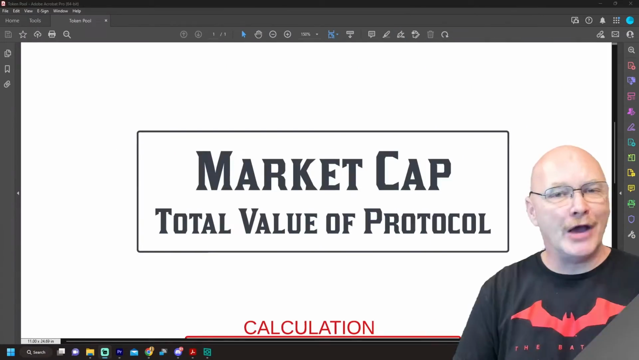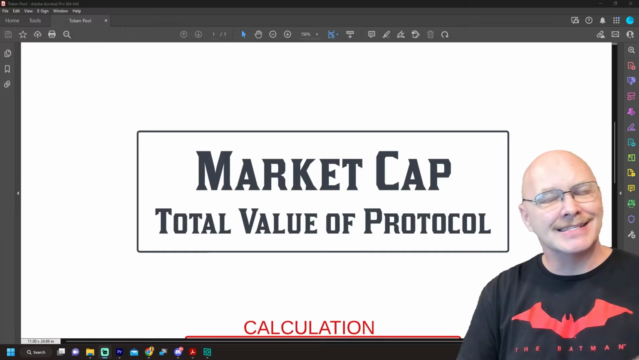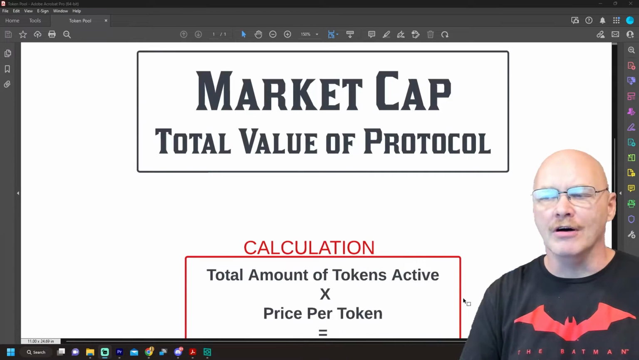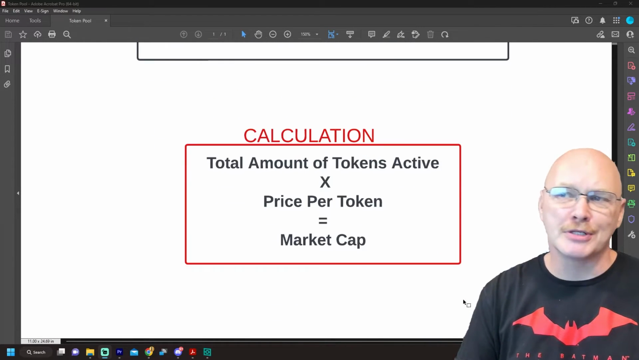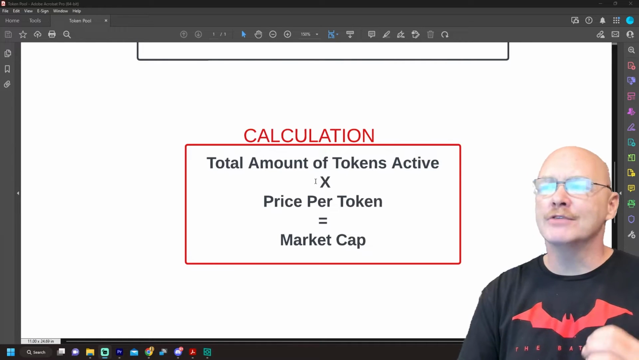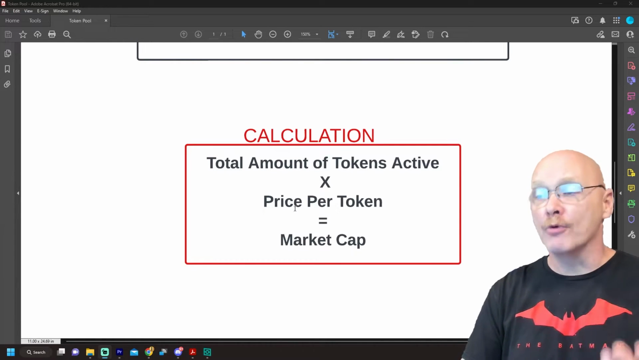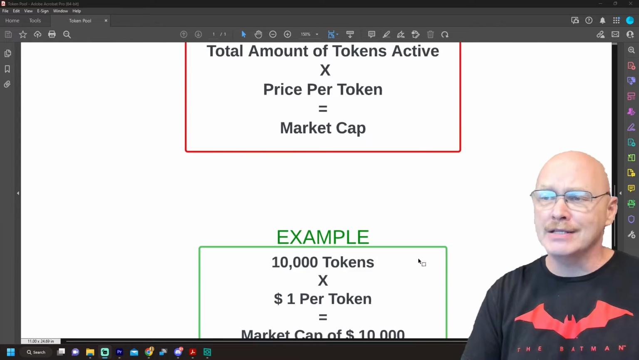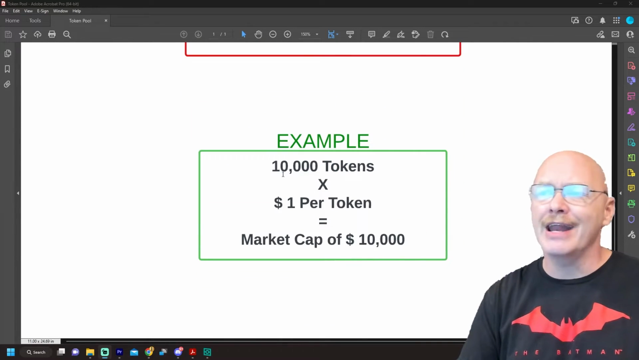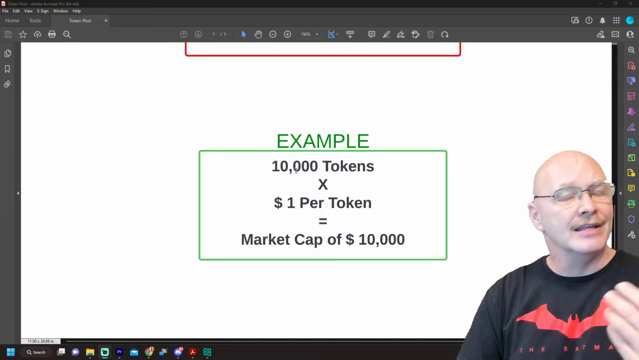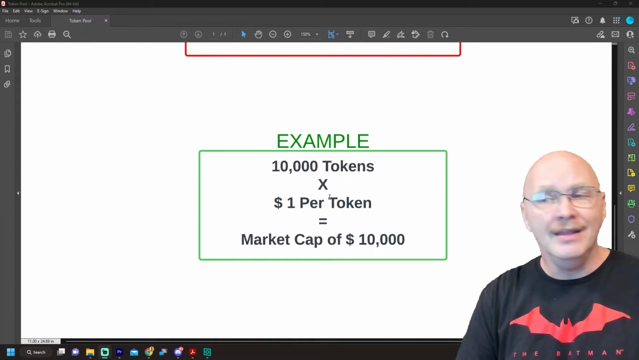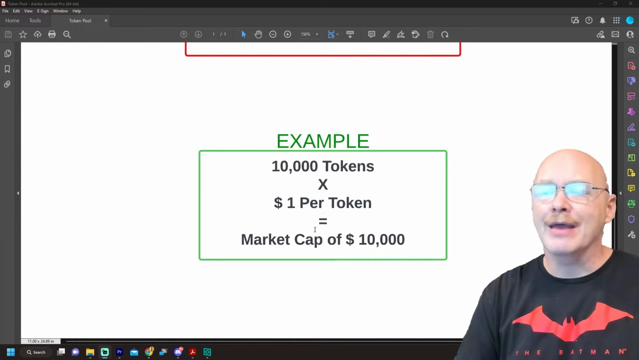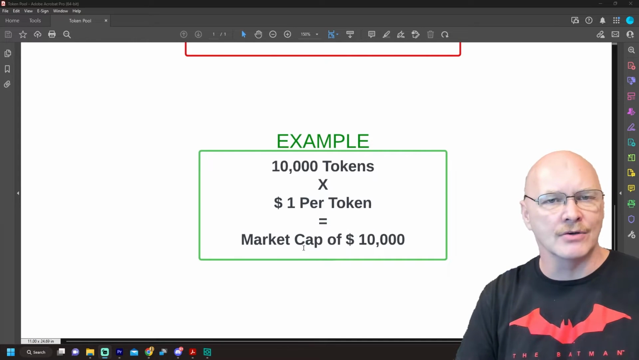How do we calculate that out? Actually, it's really simple. So let me show you. So to calculate out the market cap, like I said, that's going to be the total value of the protocol. The calculation is really super simple. It's the total amount of tokens that are active multiplied by the price per token is going to equal the market cap. So a great example, let's say a protocol launches and it has 10,000 tokens. And the developers decide they're going to launch that token at $1 per token. That means there's a market cap of $10,000.